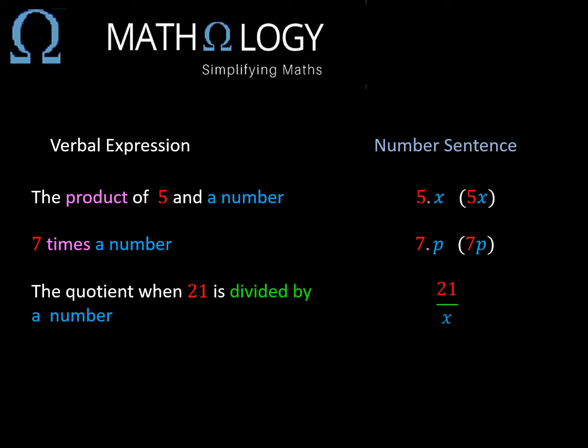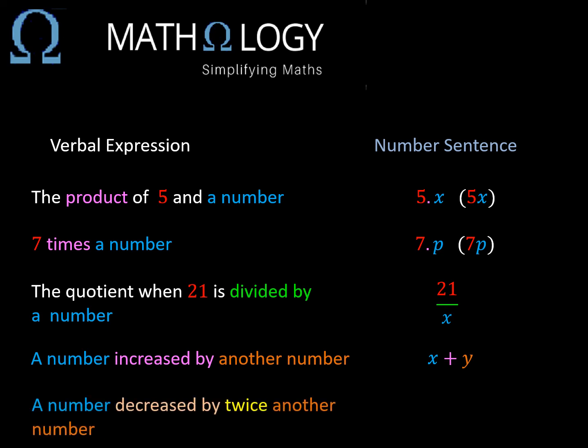A number increased by another number is given by x plus y. Note that, since the two numbers are different, we cannot use the same variable for each number. Of course, you can choose whichever 2 letters, or variables you wish. A number decreased by twice another number is given by k minus 2p.